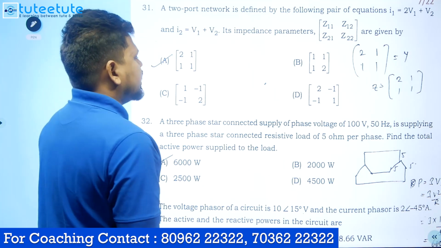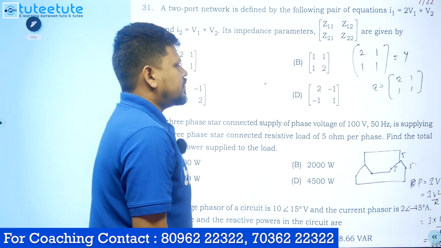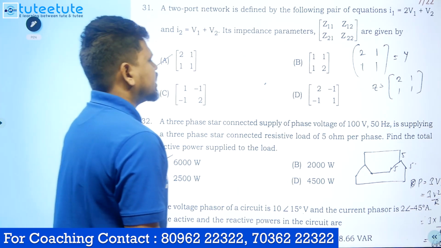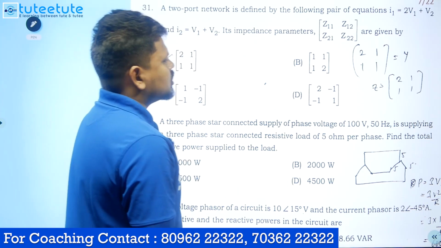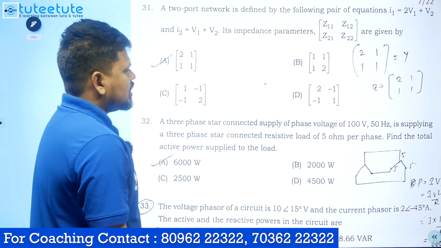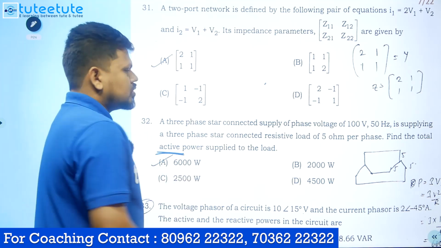A three-phase star-connected supply of phase voltage of 100 volts, 50 Hz, is supplying a three-phase star-connected resistive load of 5 ohms per phase. Find the total active power supplied by the load. Total active power they have mentioned, so only active power they need.